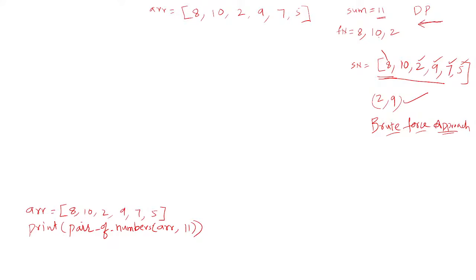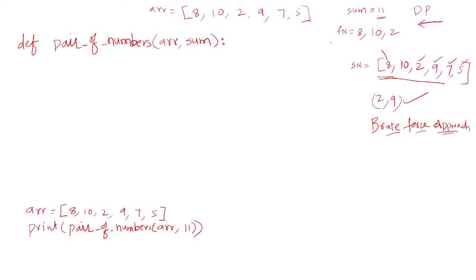Now we need to define this function, the pair of numbers function. So here we define the function. Let us define pair of numbers. The arguments are array, so you are getting an array and also its target value, or you can also call it a sum. These two arguments you are getting. The array is this array, and the sum value is equal to 11.